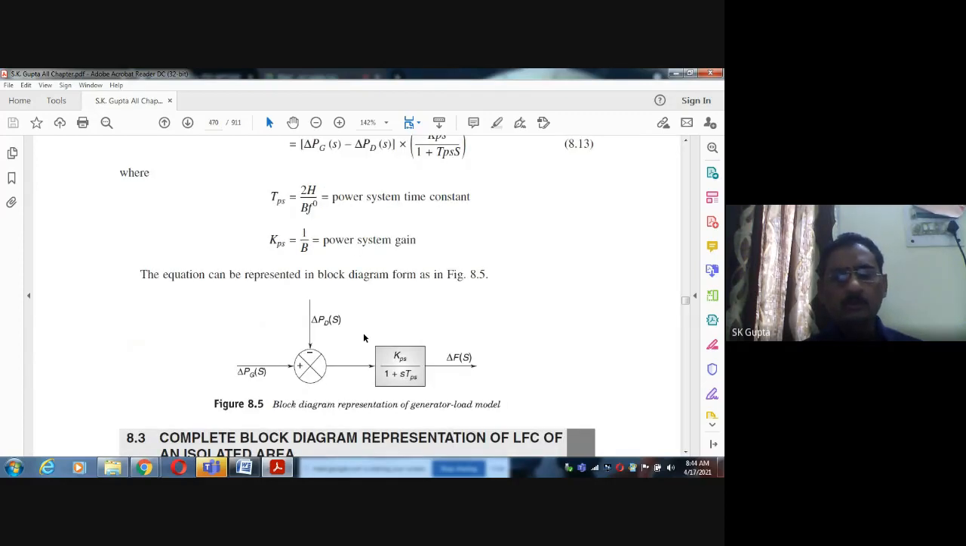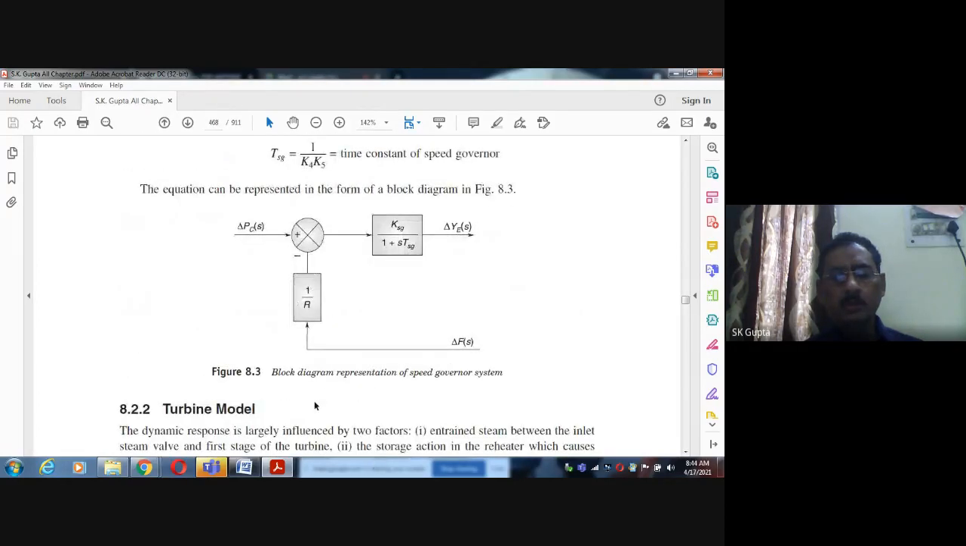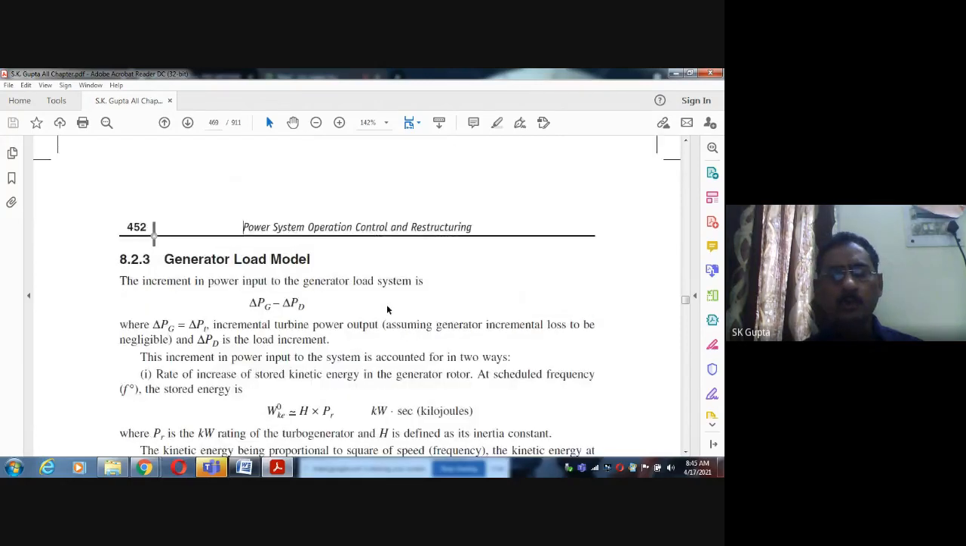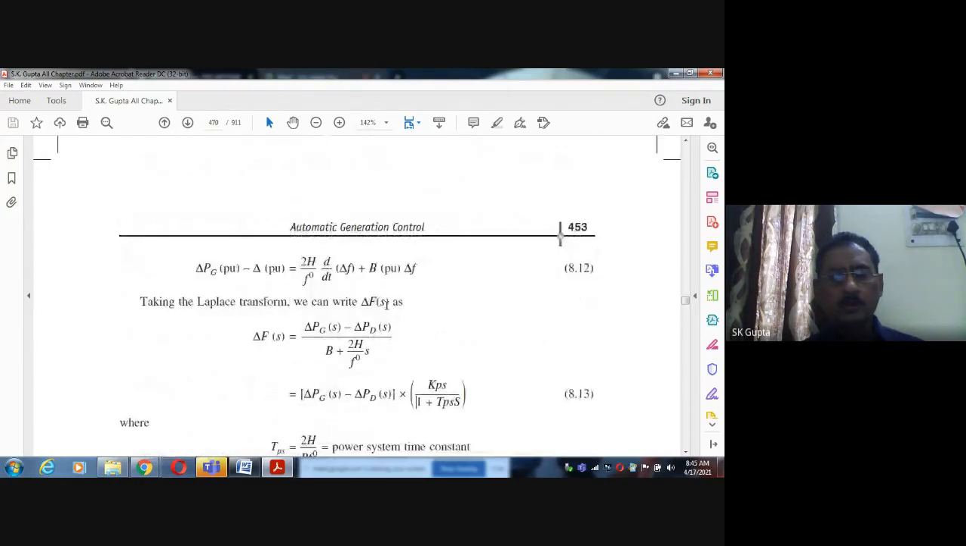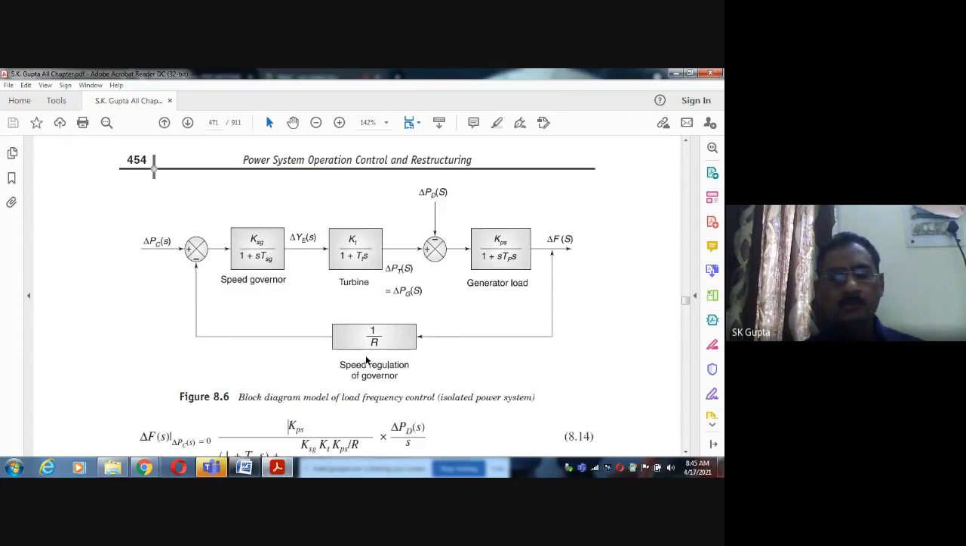This equation can be represented in the control system block diagram representation like this: del PG minus del PD, this is the del PG minus del PD, KPS by 1 plus S TPS and del F(s). Okay, this is the block diagram model. So this model of the generator, then this model of the speed governor, and this model of the turbine. Combining all those models into one, we will get this complete block diagram model of load frequency control of an isolated power system.